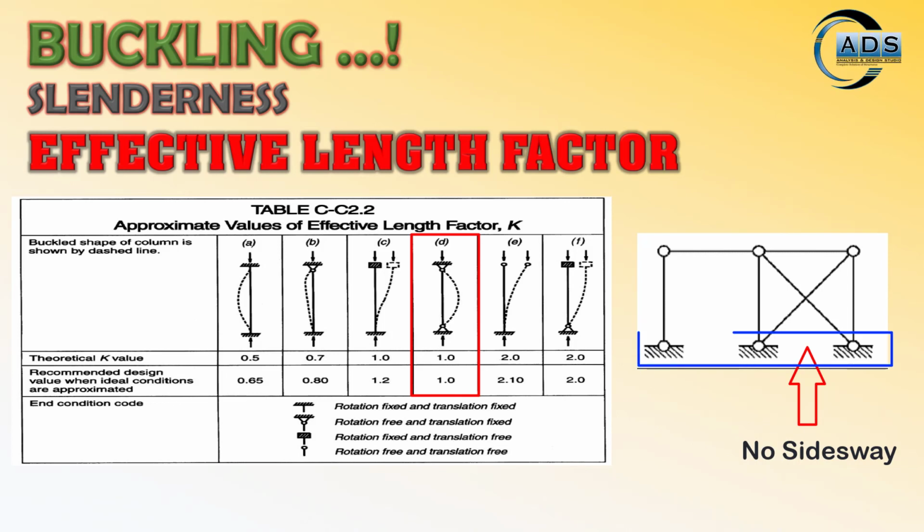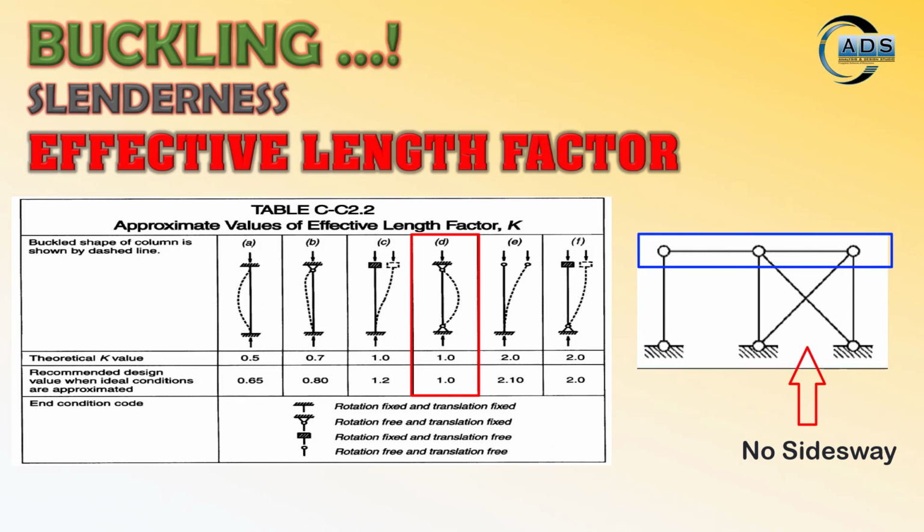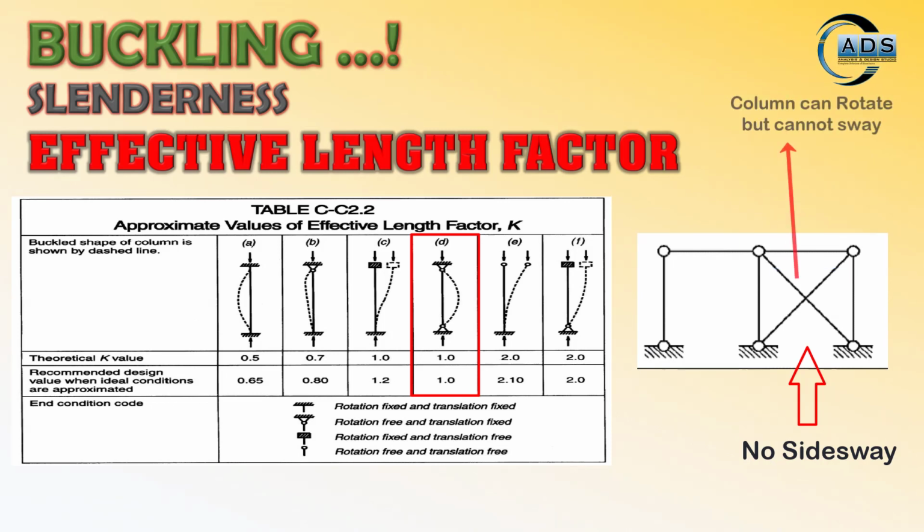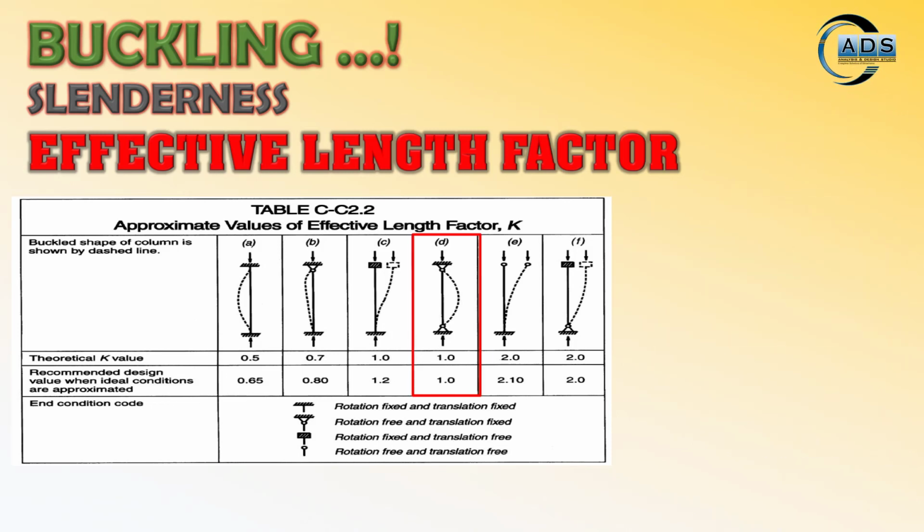All the columns at their base are pinned, and all beam-column joints are also pinned. So side sway can be prevented with the help of these cross bracings, but rotation is allowed at the beam-column joint because beam and column cannot transfer their moments. Case E can be used where this type of situation occurs.